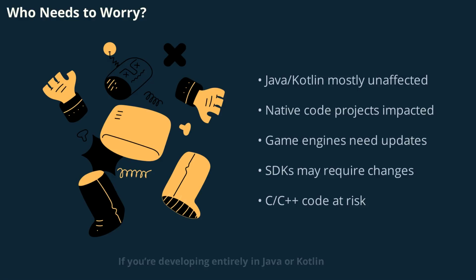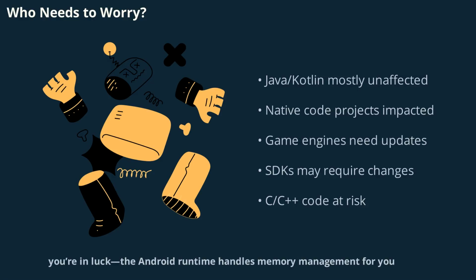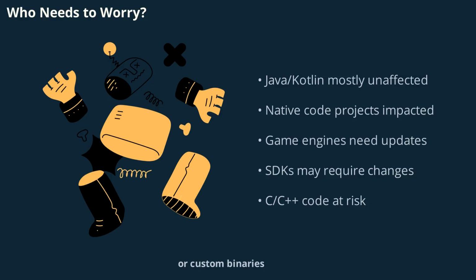If you're developing entirely in Java or Kotlin, you're in luck. The Android runtime handles memory management for you, so you're mostly unaffected. But if your project uses native code like the Android NDK, or relies on high-performance libraries, game engines, or specialized SDKs, you need to pay attention. These systems often interact directly with memory and file alignment. If they assume a 4 KB page size, they'll fail on devices using 16 KB pages. This is especially important for developers working with C, C++, or custom binaries.